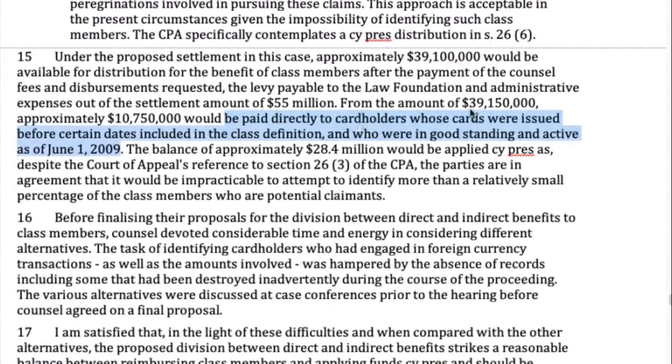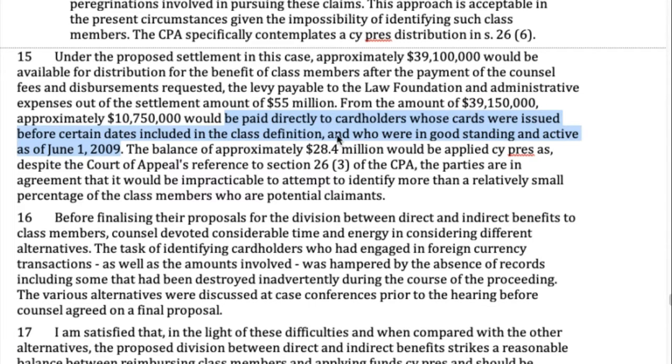So bear in mind, this is not the same as the class members. The class members are those who paid foreign currency transactions, and in principle they should be getting different amounts based on how badly they were hosed by these excessive transaction fees. Here they're saying, well, we can't figure out who those people are, so we're just going to divide the money among everyone who had the TD Visa card during this period, even those who never left Canada.